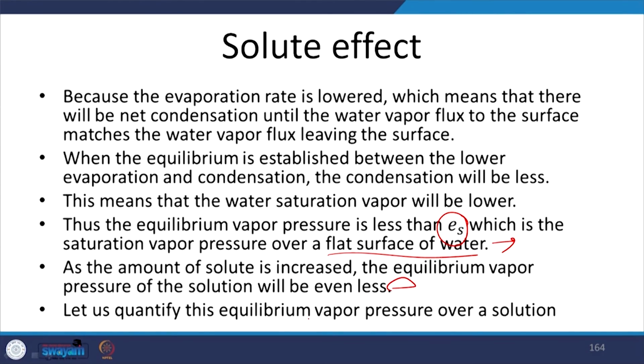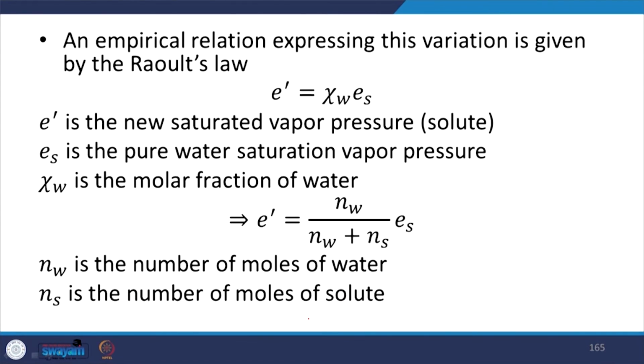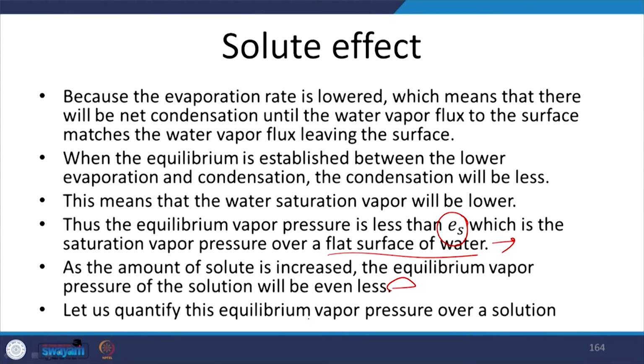Now, let us quantify this equilibrium vapor pressure over a solution. We will take up this mathematical treatment in the next class. The basic idea of the solute effect is that when you add solute to water, the rate of evaporation will be lesser. Proportionate to that, the point of saturation will also be lower, right. Now, we will take up this solute effect and try to combine the solute effect and the curvature effect in a single picture, so as to understand how these two competing processes will decide the rate of growth of a droplet by condensation.